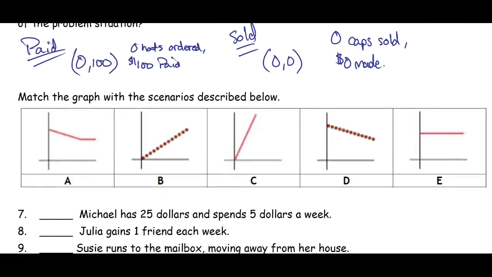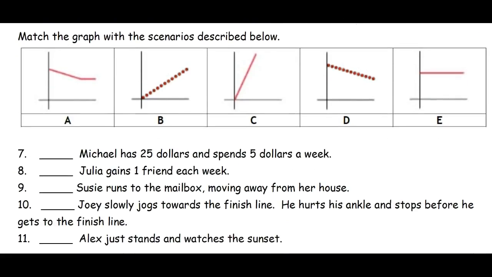So let's go ahead and match the graph with the scenarios described below. Okay, Michael has $25 and spends $5 a week, so we know we're going down. Which graph correctly represents that? Well, you have to look at either A or D because they're both going down, but which one goes down consistently? D. So that's our answer. So for 8, Julia gains 1 friend each week. Since we're going upwards, it's gaining, you're adding people. Which one is going up pretty consistently? Okay, it's starting at 0 because she didn't have any friends. Poor Julia. But B is our answer.